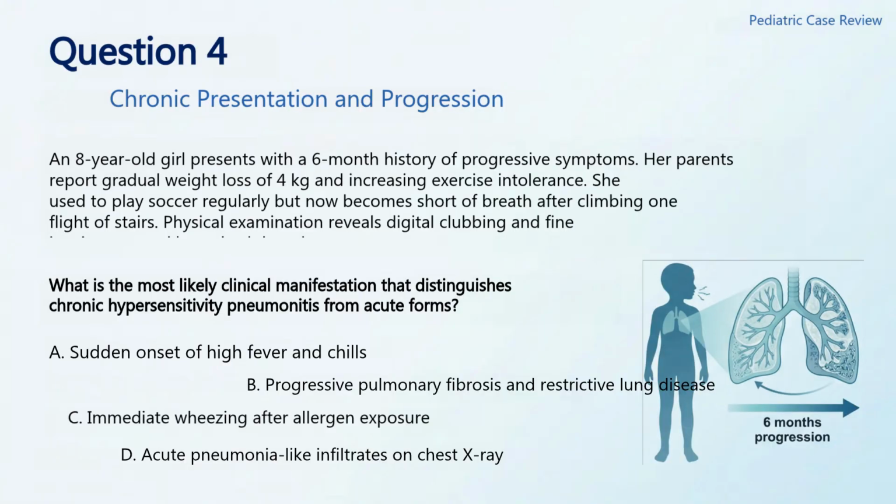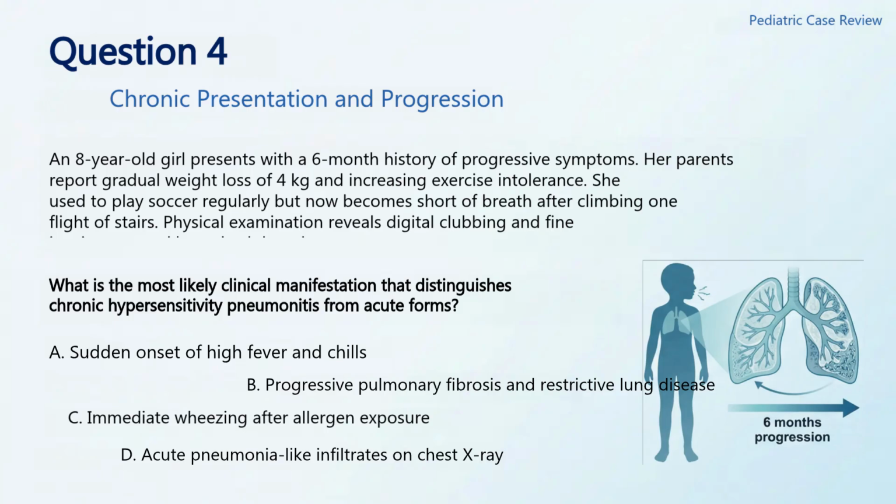Question 4. Chronic presentation and progression. An 8-year-old girl presents with a 6-month history of progressive symptoms. Her parents report gradual weight loss of 4 kilograms and increasing exercise intolerance. She used to play soccer regularly, but now becomes short of breath after climbing 1 flight of stairs. Physical examination reveals digital clubbing and fine inspiratory crackles at both lung bases. What is the most likely clinical manifestation that distinguishes chronic hypersensitivity pneumonitis from acute forms?